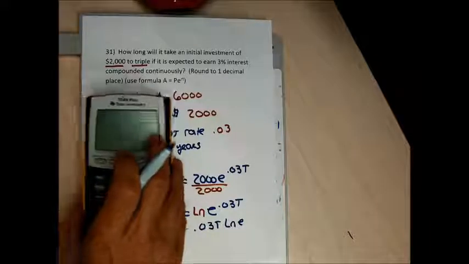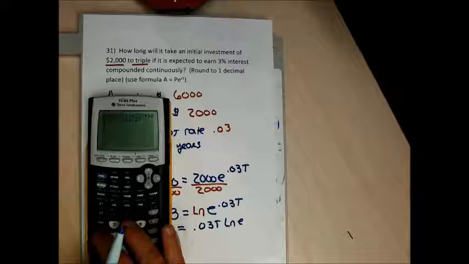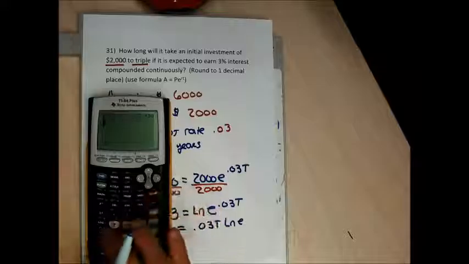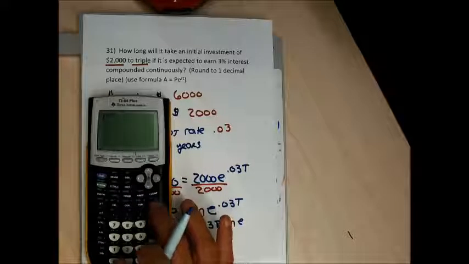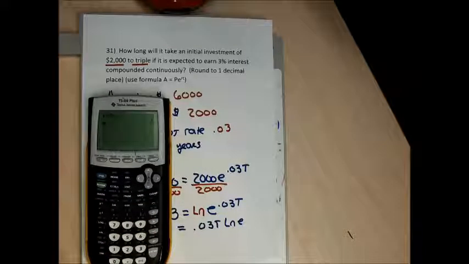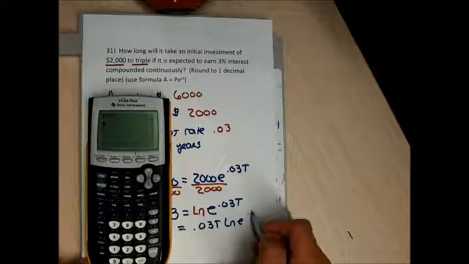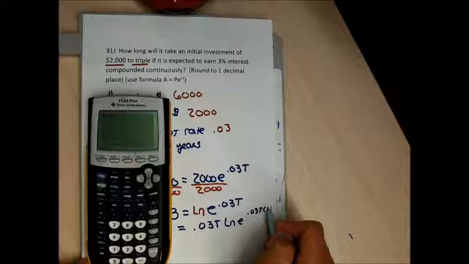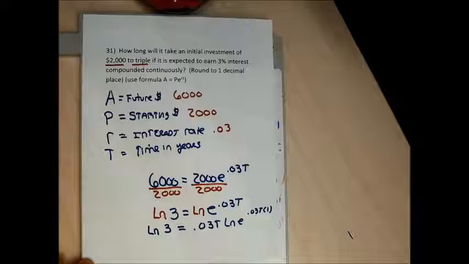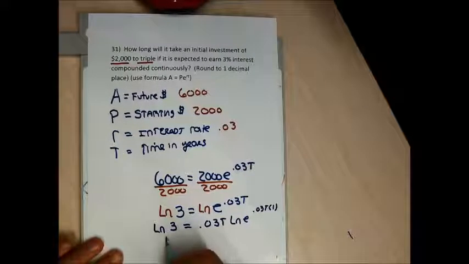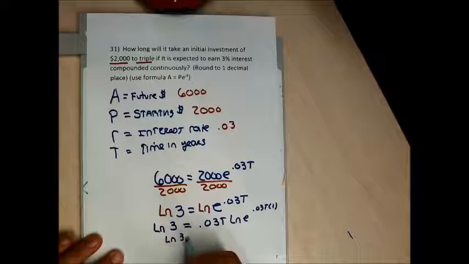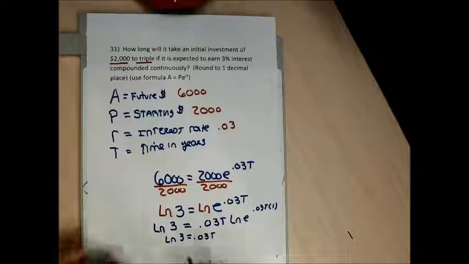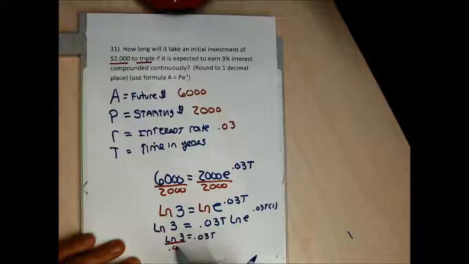The natural log of e is equal to 1, because if I hit the natural log button and then second and divide for the e, you can see that the natural log of e is 1. So this is really 0.03t times 1. So I can think of the right-hand side as just 0.03t. So this now is just the natural log of 3 equals 0.03t. I'm going to divide both sides by 0.03.